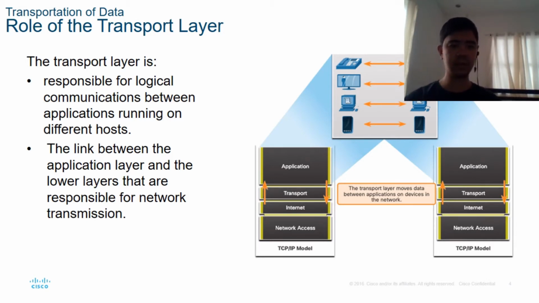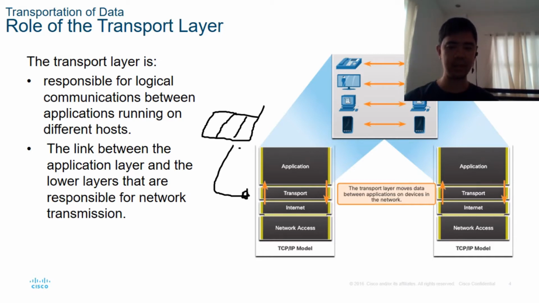One role of the transport layer is to provide segmentation. In segmentation, our data being transmitted is broken down into pieces. This segmentation happens here in the transport layer. Because of this segmentation, we'll be able to run multiple applications all at the same time.